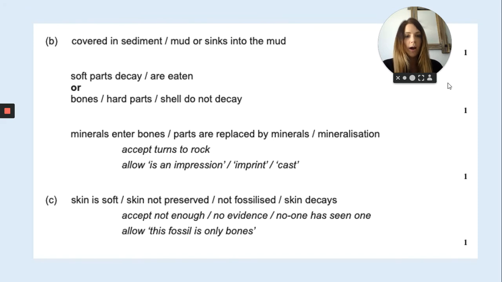The last one, why can't scientists be sure that the skin had no scales? Because skin is something soft, it's not preserved, is it? It's not saved in a fossil, so there's not enough evidence that it had skin like that. So you could say we could only see the bones, we couldn't see the skin, so they weren't certain.